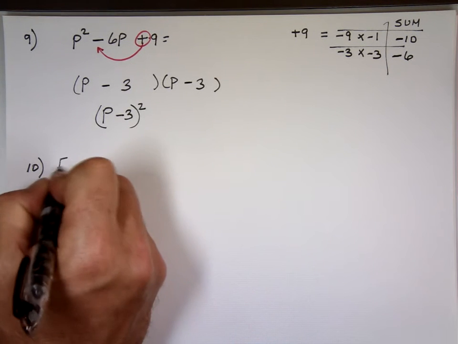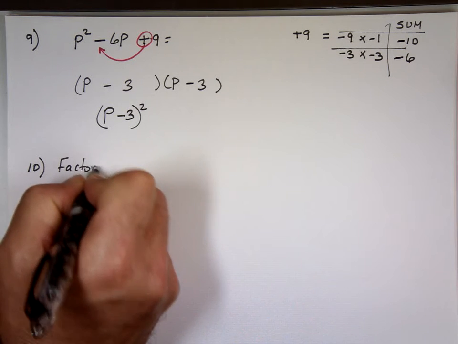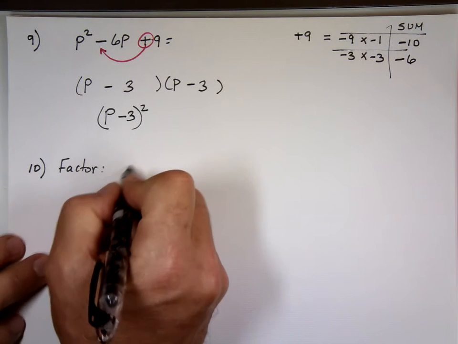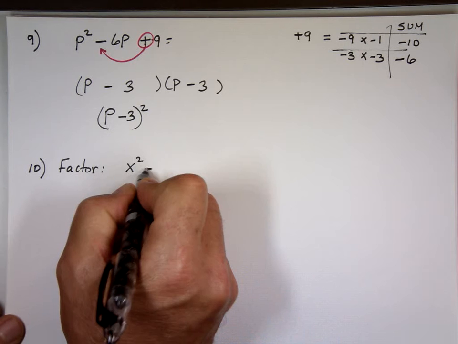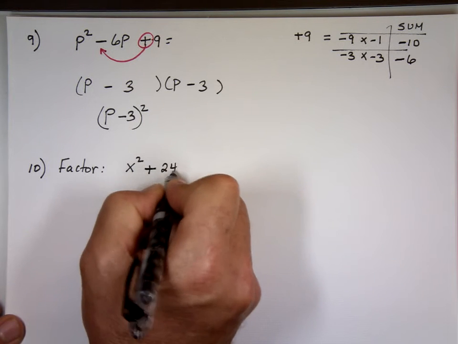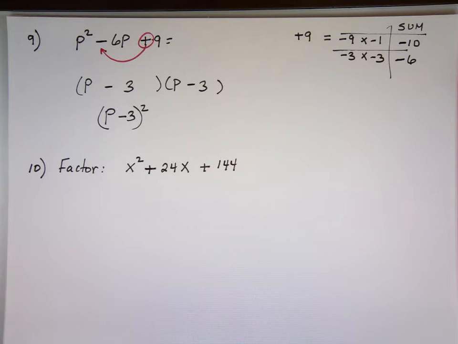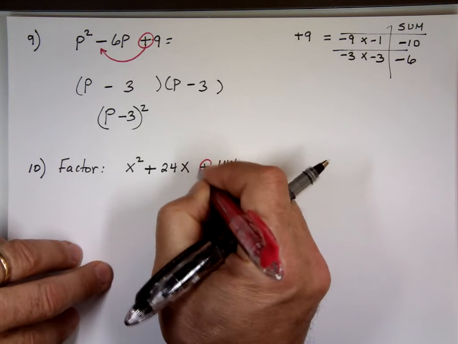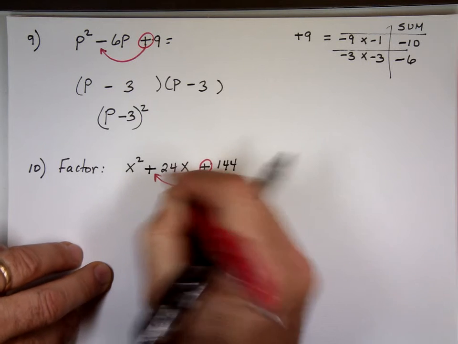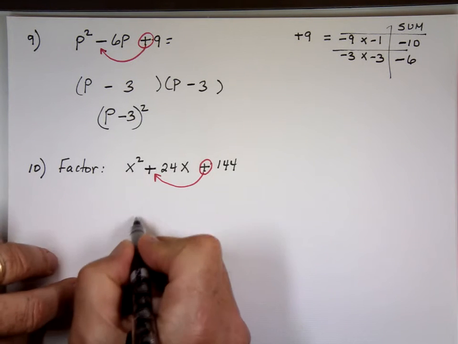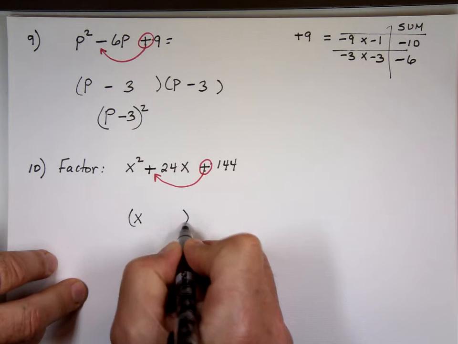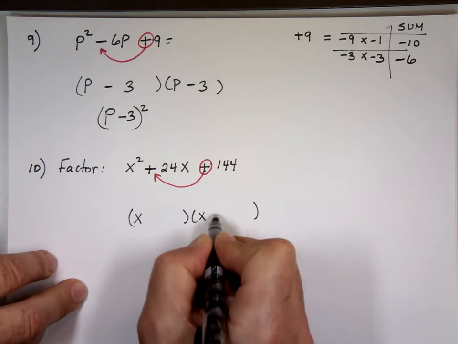Factor completely. X squared plus 24x plus 144. Again, this sign is positive. That tells me both signs are the same as this. They're both going to be positive. So both numbers will be positive.